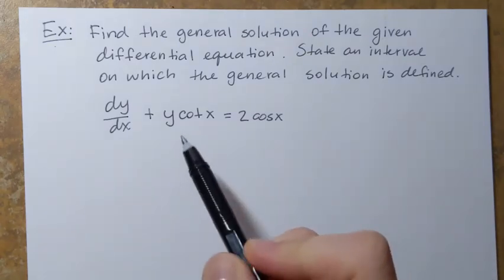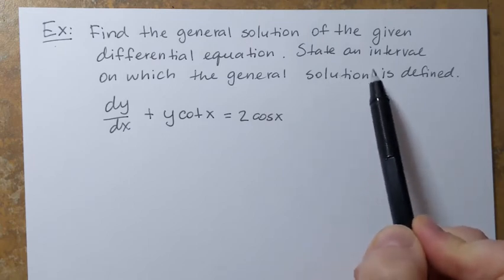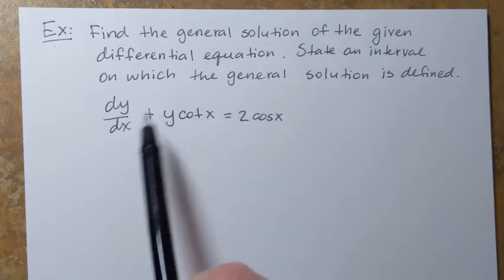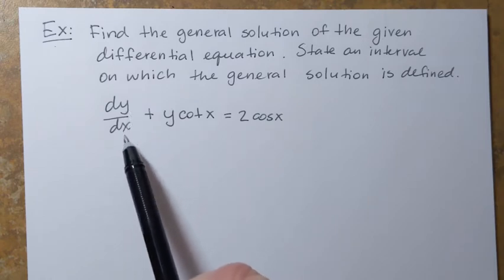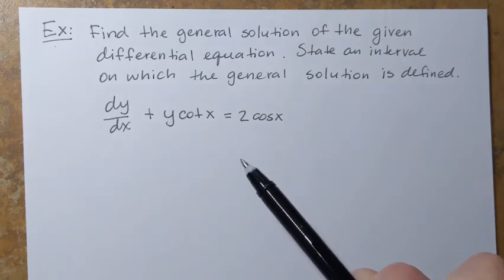We're going to do this example. Find the general solution of the given differential equation. State an interval on which the general solution is defined. And here's our differential equation: dy/dx plus y cotangent of x equals 2 cosine of x.